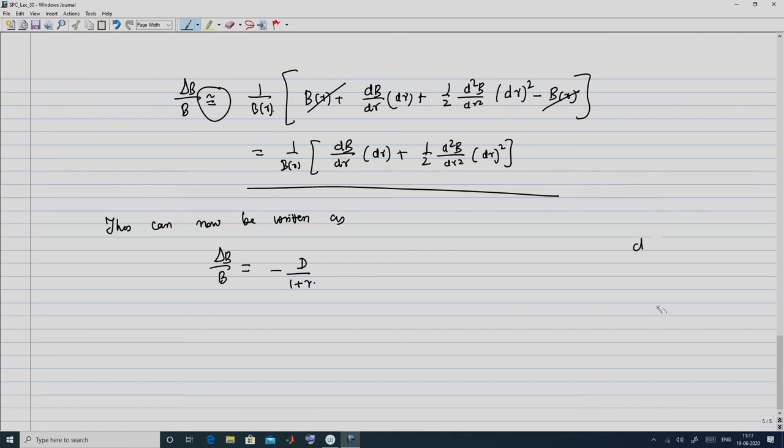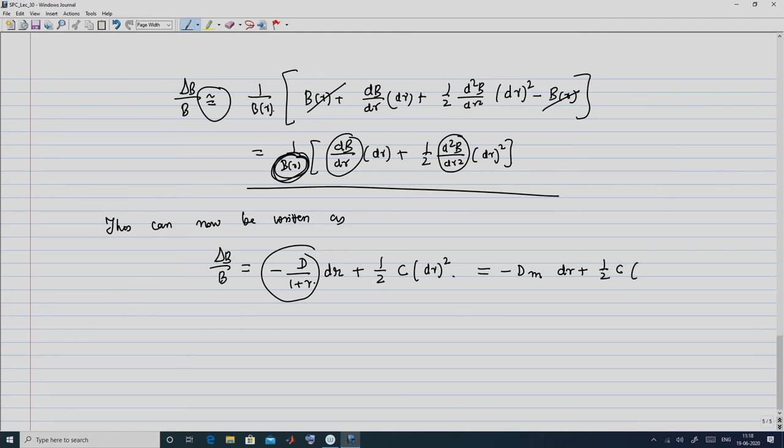So, now what we have is this term dB/dr divided by B of R, which is nothing but minus D over 1 plus r multiplied by dr. Plus, we have half d squared B/dr squared divided by B of R. So, this half term comes outside, and the remaining term, d squared B/dr squared over B of R, you would recall is the definition of convexity. So, this is C into dr squared. And the first term was used to define the modified duration. So, this can be written as minus Dm into dr plus half C into dr squared. And this, of course, is in the sense of approximation.